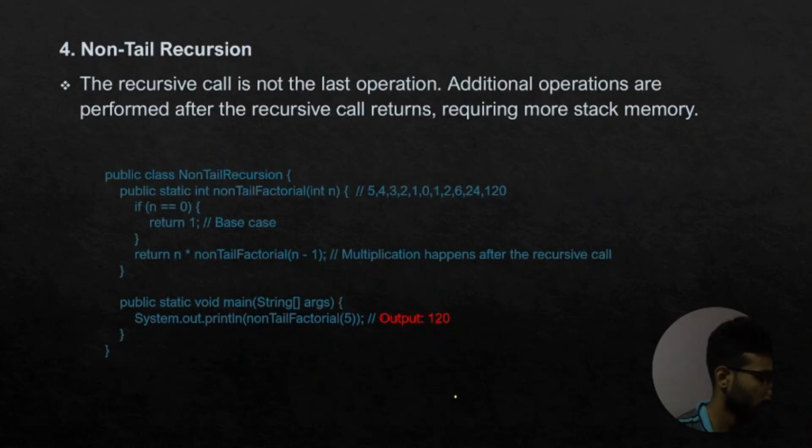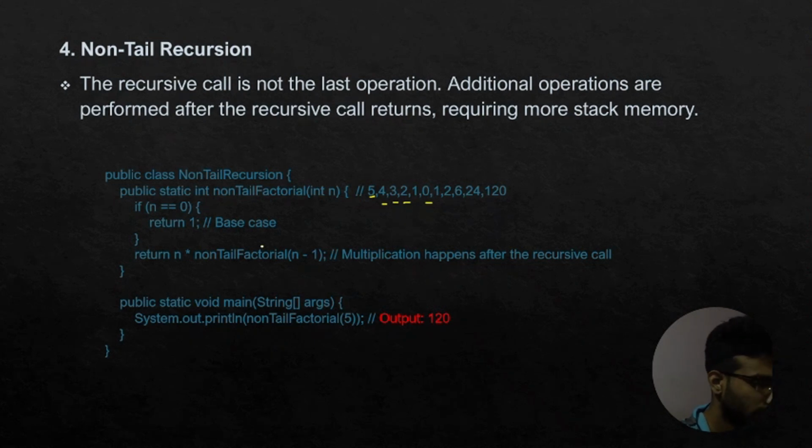Finally, we have non-tail recursion. Non-tail recursion is where the recursive call is followed by additional computation. Here's an example. In this example, we get 5 as the input, and when we input 5, after this calculation, we get 4, 3, 2, 1 and 0. When we get 0, it means the base condition is reached.